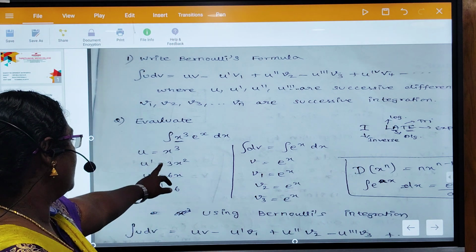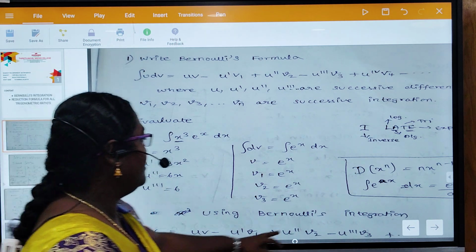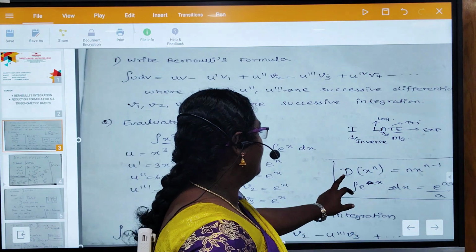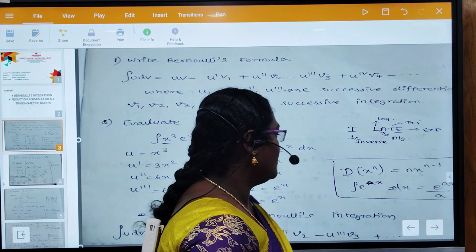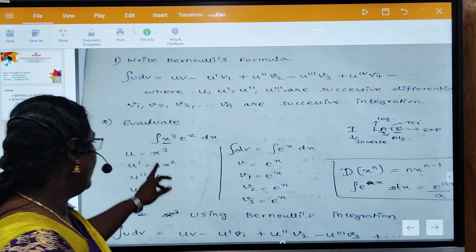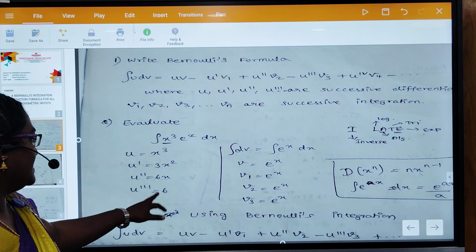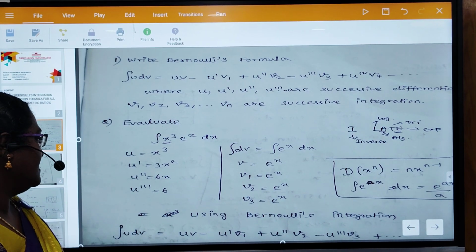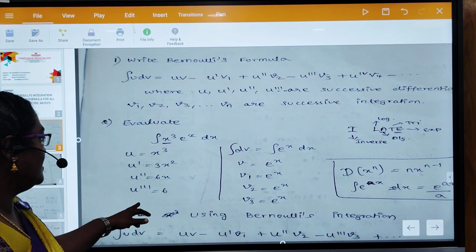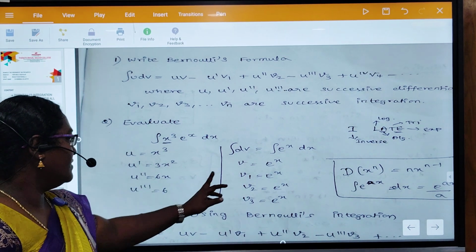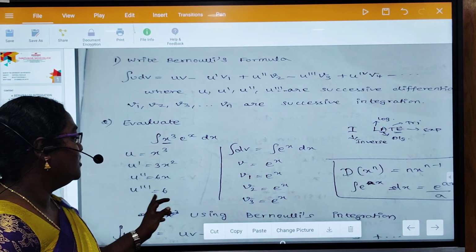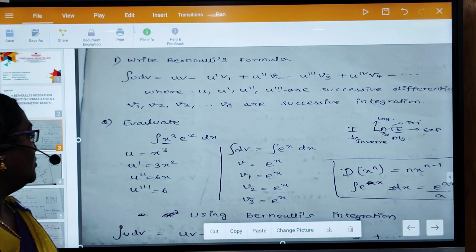So when we differentiate x cube, it is 3x square. So we are using the formula: differentiation of x power n is n x to the power of n minus 1. So when x cube is differentiated, it is 3x square. It is again differentiated, it is 6x. It is again differentiated, it is 6. So when we differentiate again, the constant term is 0. So we are stopping with this. Since we are having u triple dash, we want to find up to v3.